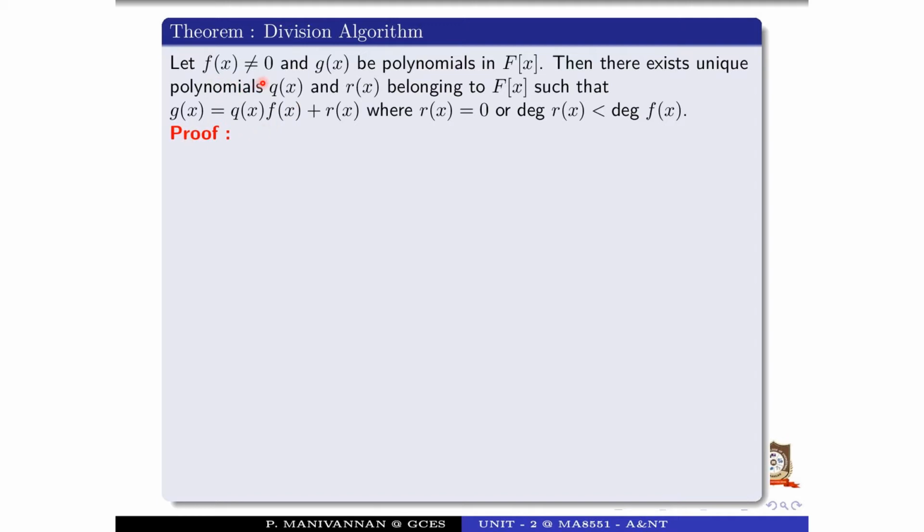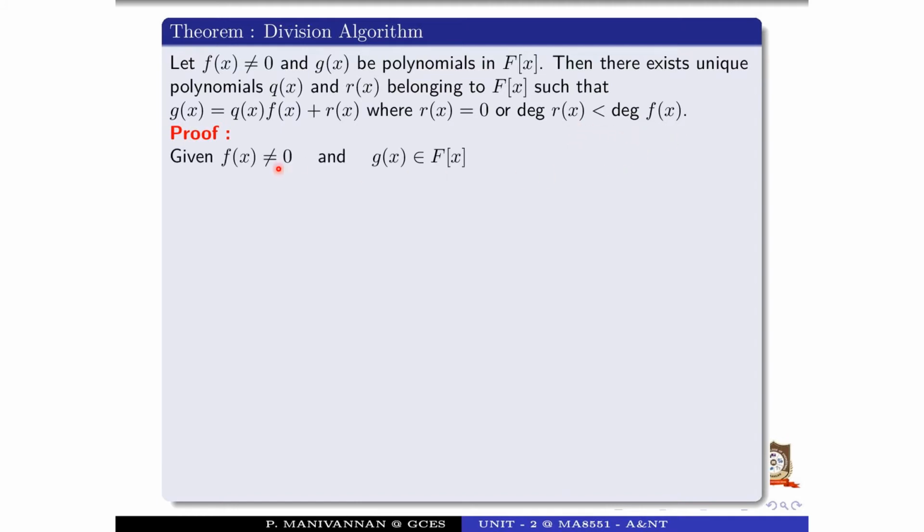Let f of x be not equal to 0 and g of x be a polynomial in capital F of x. Then there exist unique polynomials q of x and r of x belonging to F of x such that g of x equals q of x into f of x plus r of x, where r of x equals 0 or degree of r of x is less than degree of f of x.